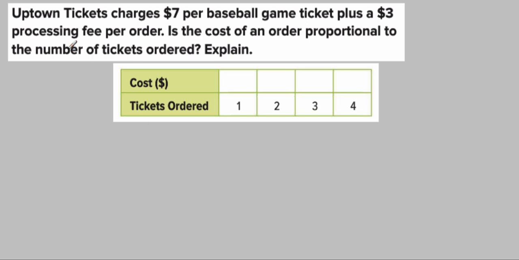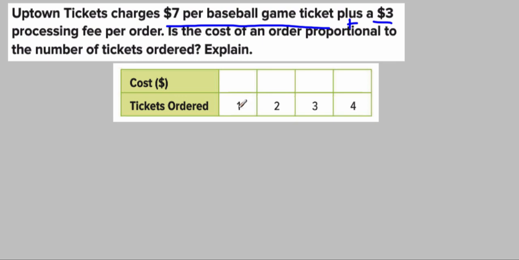Again, yes, you need to copy down the word problem so that it goes in context with the data in our chart. This one says the Uptown Tickets charges $7 per ticket plus a $3 processing fee per order. We want to know, is the cost of an order proportional to the number of tickets ordered? So here's how it works. $7 per ticket plus an extra $3 for processing.